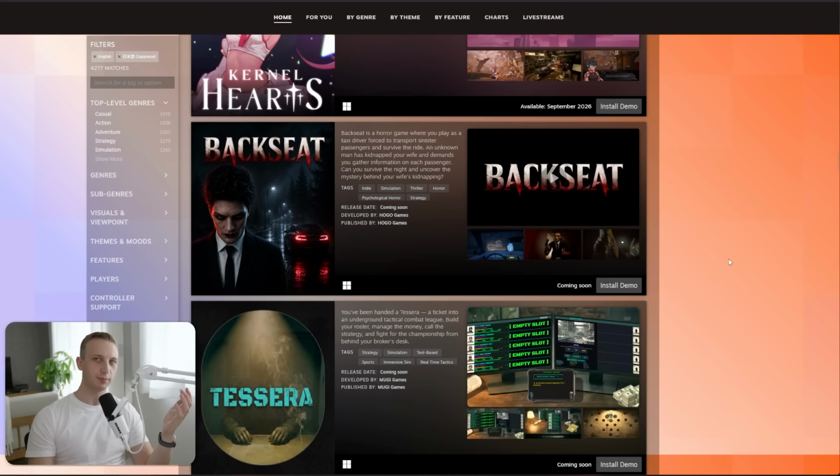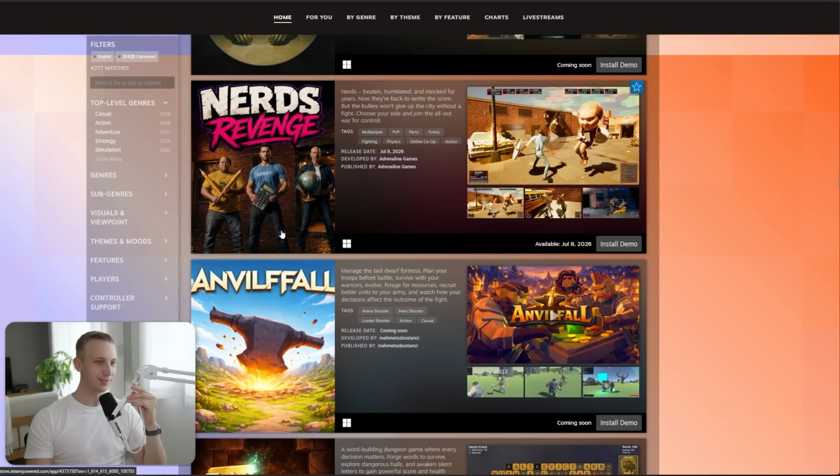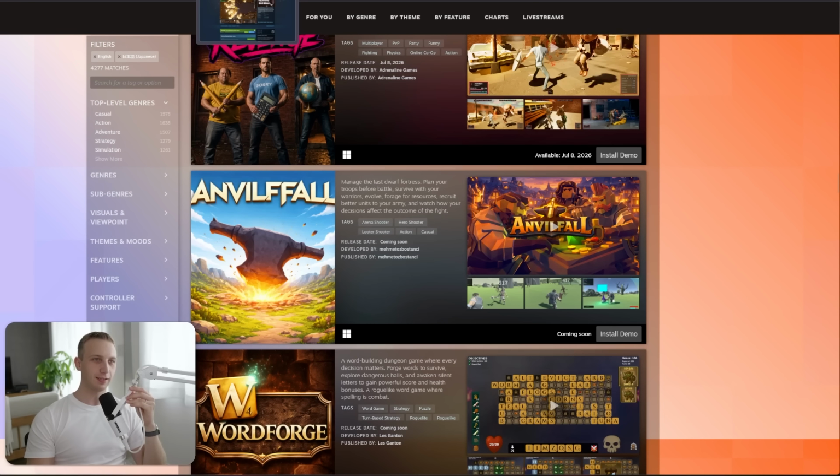A Steam capsule is basically just the thumbnail or the promotional image. So for example, Backseat or Tessera or Nerd's Revenge, these are Steam capsules. I'm not saying any of these are good, don't get me wrong. And I feel like there are 2 main issues if you do capsules badly, and don't worry, there's a lot of things I have to say about capsules.